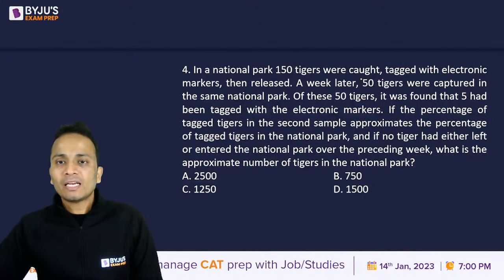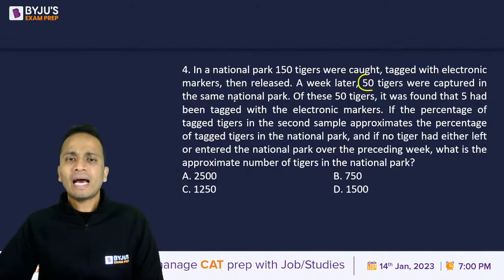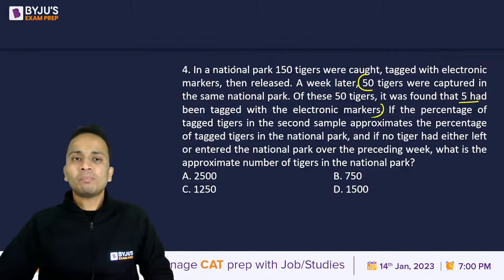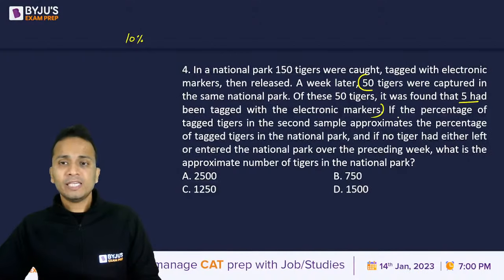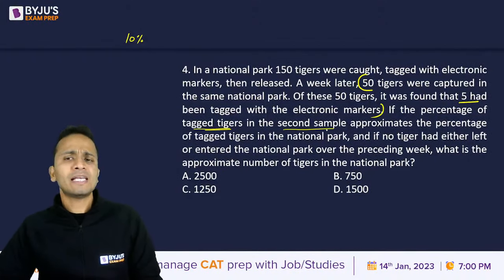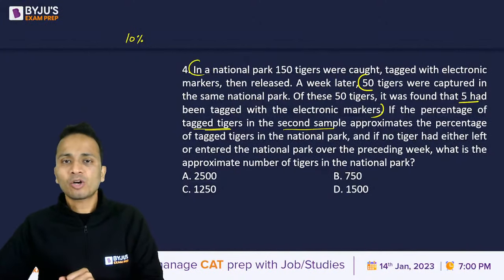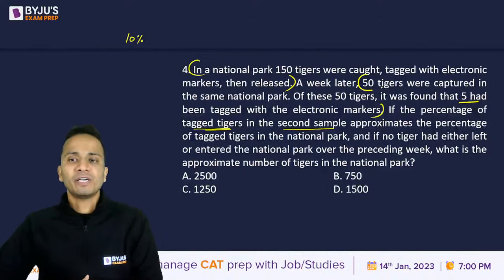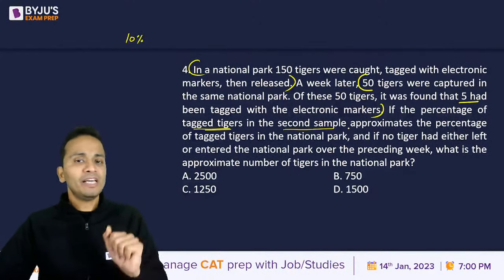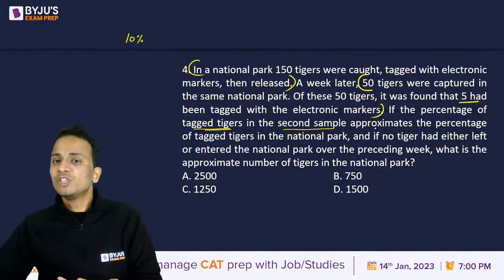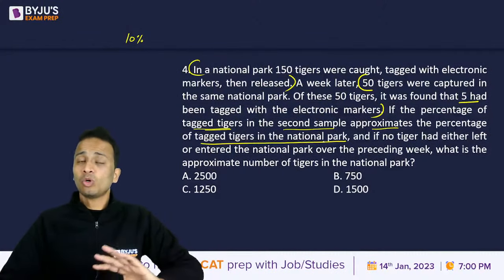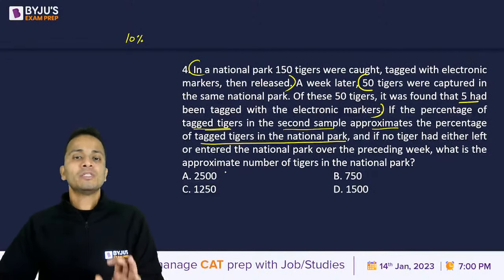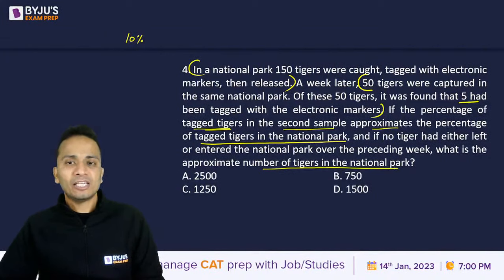So if I look at this number, a week later 50 tigers were captured, and out of these 50, 5 had been already tagged. Fine. So 5 is what percentage of 50? It is 10% of 50. Now they are saying that if the percentage of tagged tigers in the second sample, so this was the second sample, earlier 150 were caught, and second time, 50 were taken, approximates the percentage of total tagged tigers in the national park, and no tiger was added or removed in the preceding week, then what is the total number of tigers in the national park, right?